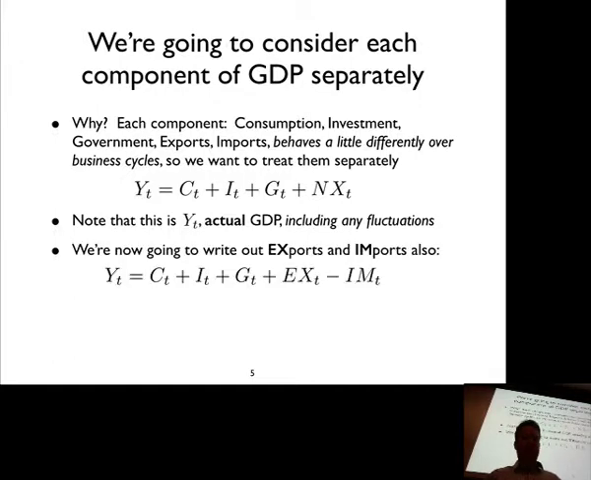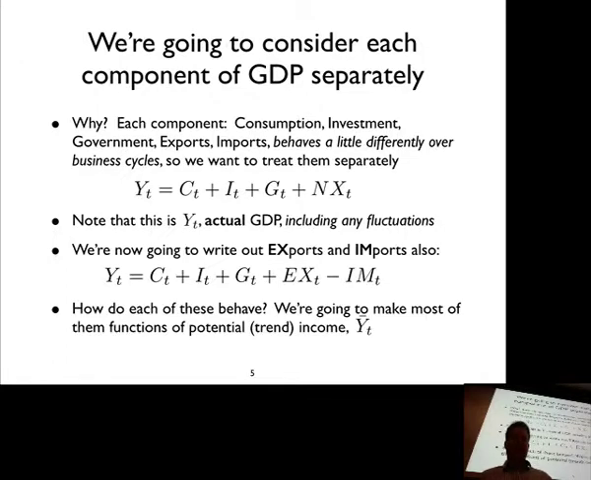Imports and exports can be written out separately, and then what we're going to do is think about how each of these things behaves over time. Sometimes I wish that the text and the slides didn't split up net exports into the two different components, because it doesn't really make a lot of sense to think about them separately, but we're going to do that to some extent anyway.